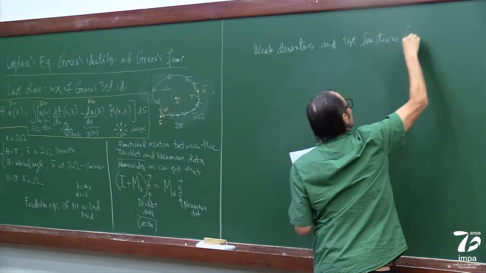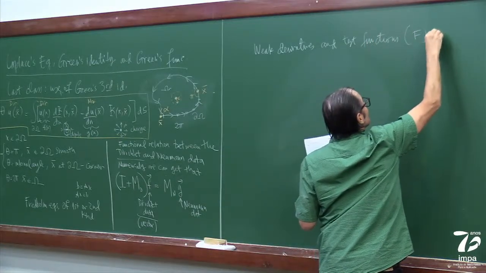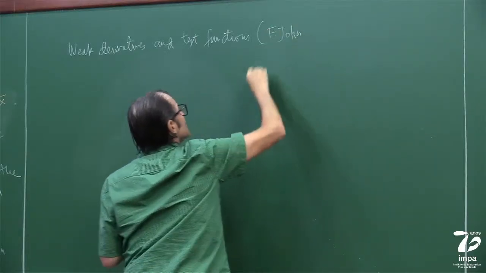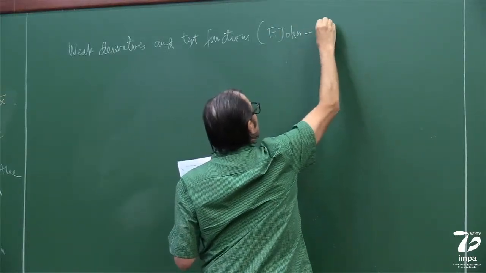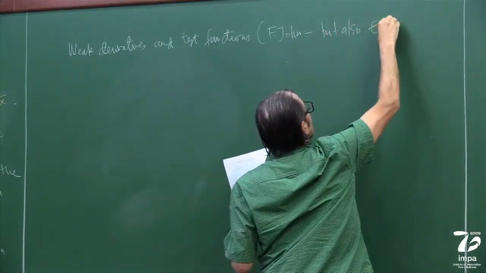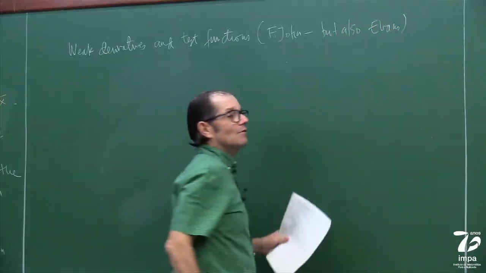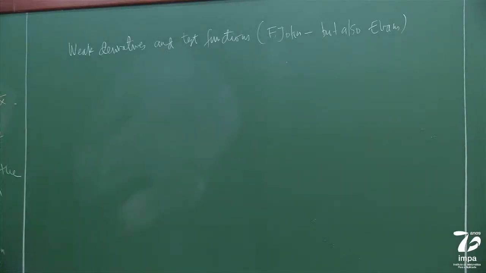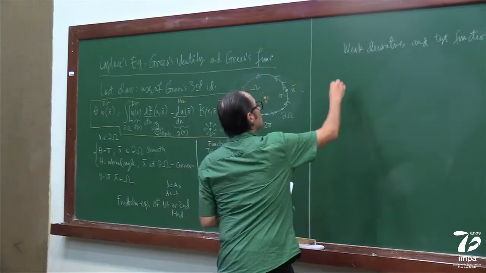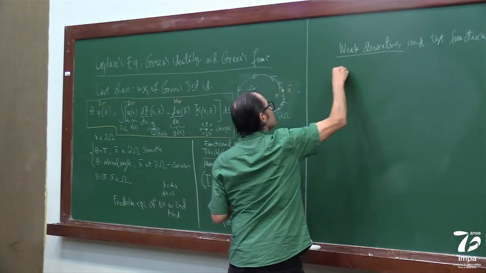As references, I'm using some things in Fritz John, but you can also look in more detail at the book by Evans, which is the functional analytic book that I gave as reference. But I'm going to give just a brief introduction so that we see. So let's look at this. What is a weak derivative?